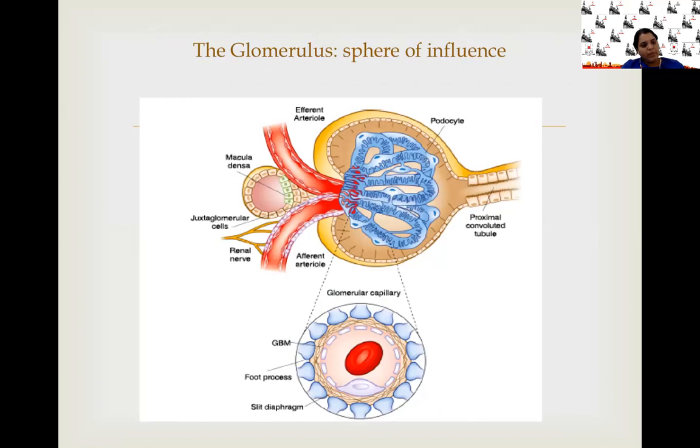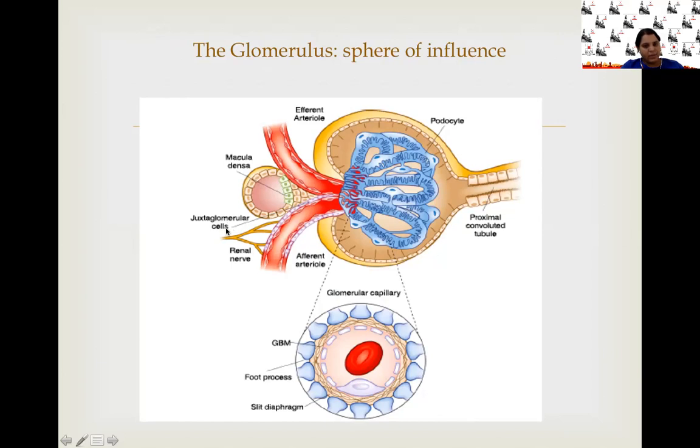This is the only capillary bed in the body that is not surrounded by interstitial tissue, and hence it needs a unique support system to maintain the flow. The two specialized cells present are the juxtaglomerular cells and the macula densa cells.